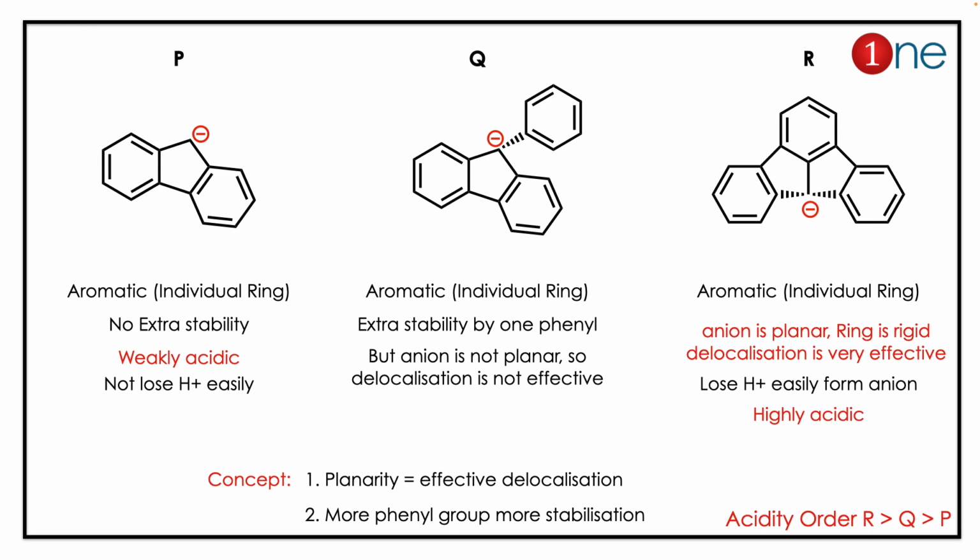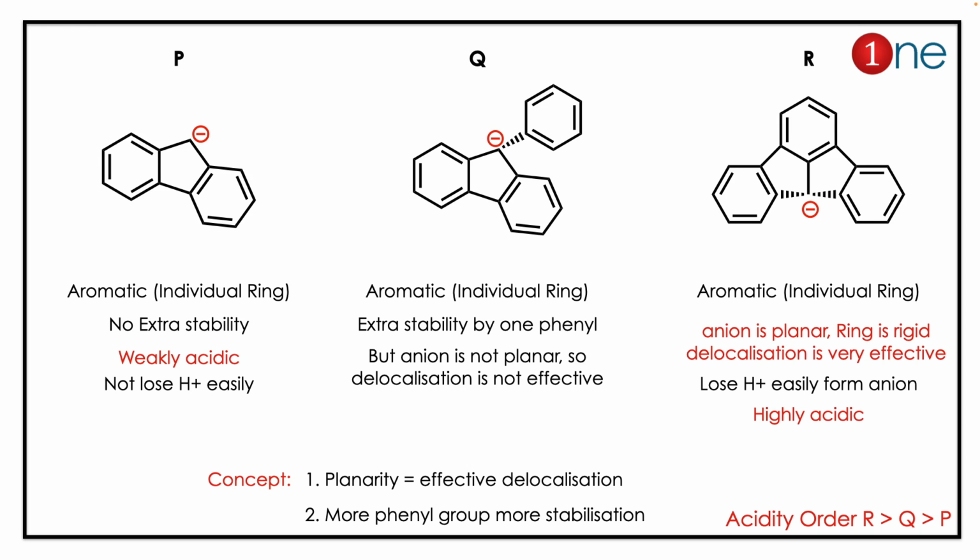P, if you look at it, the compound is aromatic, but the individual rings are aromatic, with no extra stability. So it's weakly acidic and does not lose H+ easily. If you look at Q, it is aromatic, with extra stability from one phenyl group, but the anion is not planar, so delocalization is not effective.